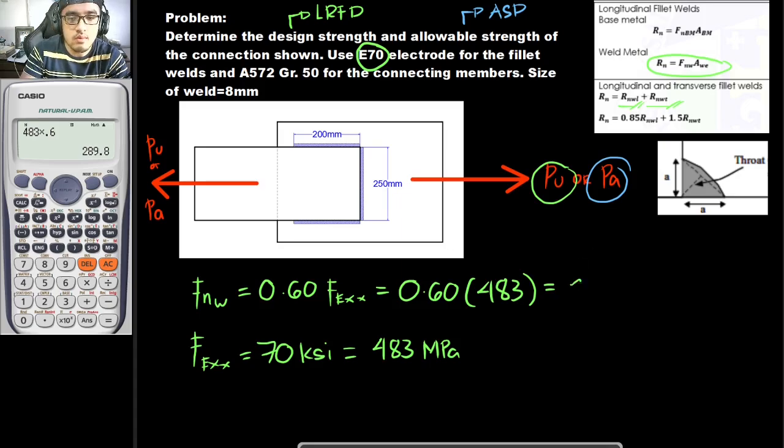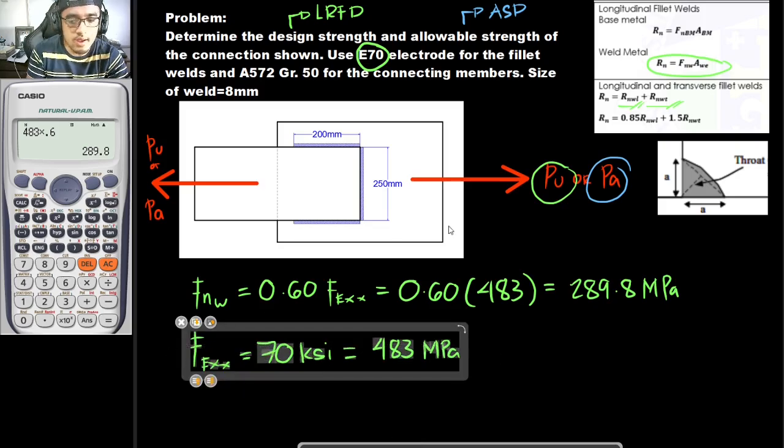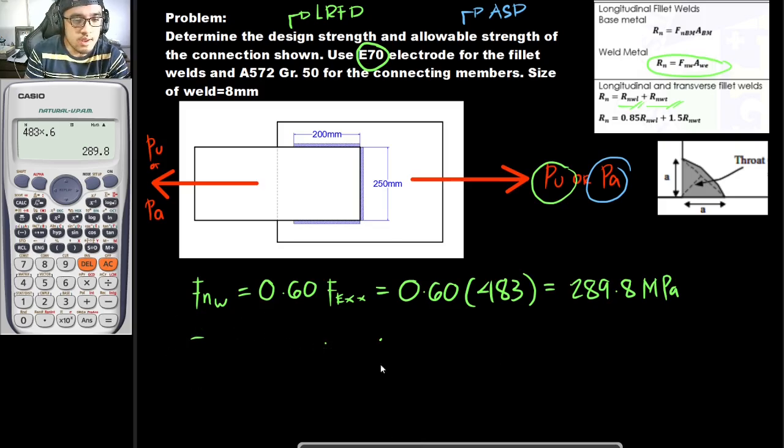289.8 megapascals. So I would then be deleting this. So that is for our FNW. So we already have our FNW here. So what is to be our AWE?